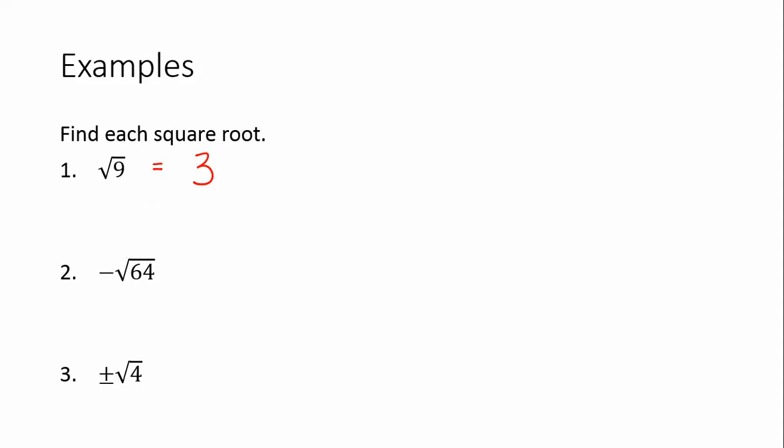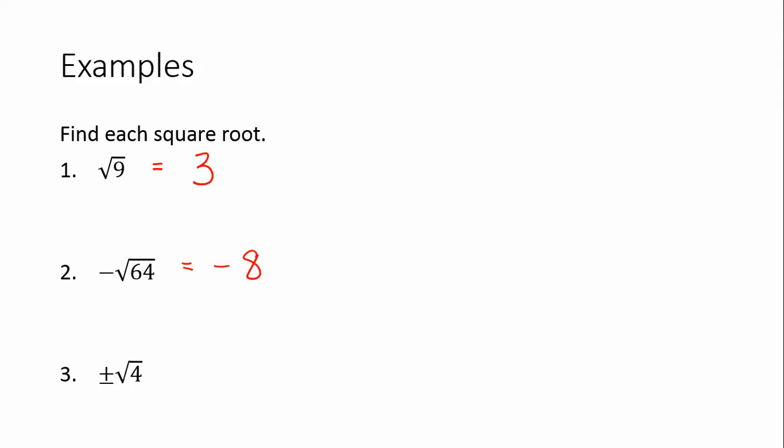Example 2, we have the negative square root of 64. We're still looking for the number that when you multiply it times itself is 64, but we want the negative of that value. So our answer here will be negative. What number times itself is 64? Hopefully you're saying 8 times 8. So the answer to the negative square root of 64 is negative 8.